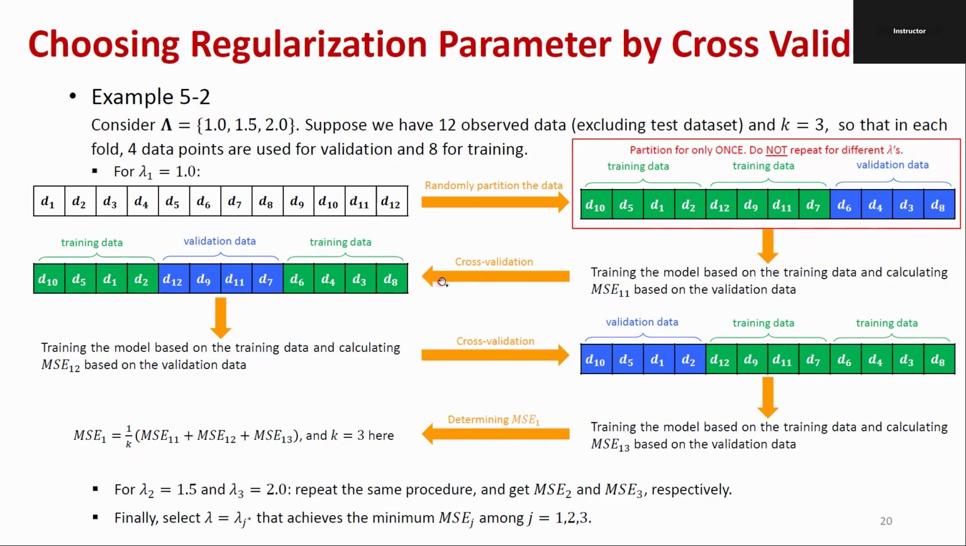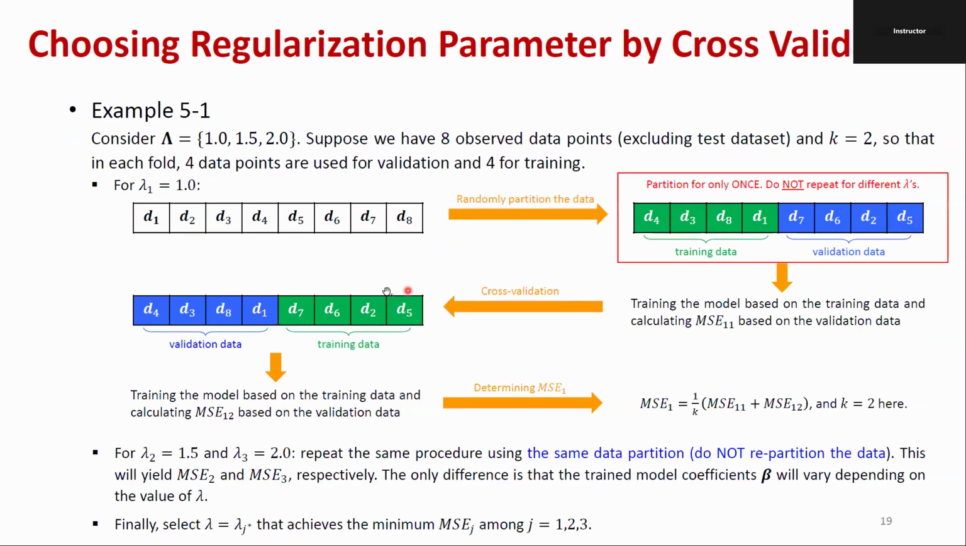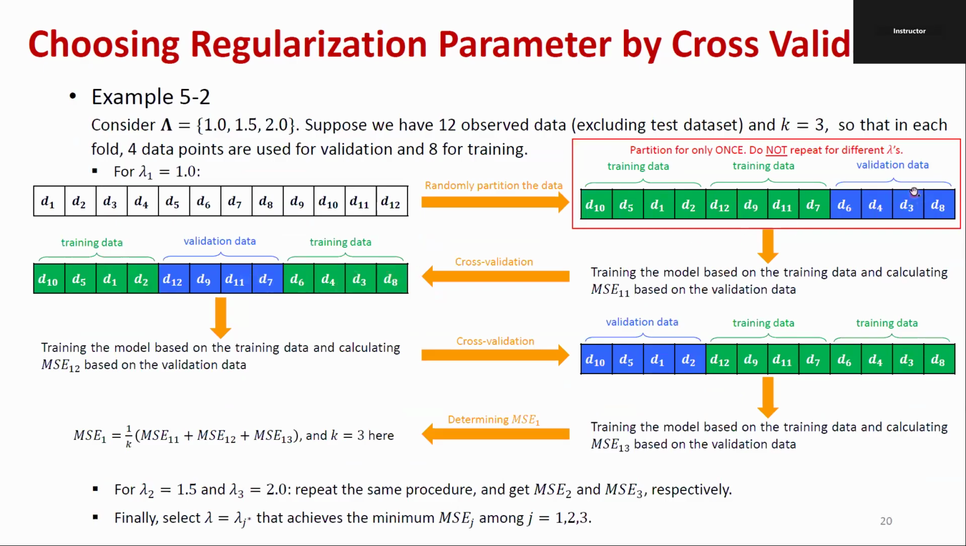Then in the second iteration of cross validation, remember, i equals i minus 1. Currently i equals 3, so 3 minus 1 is 2. So I will choose the second subgroup to be the validation data, and these other 8 data to be the training data. Again, I can get the corresponding betas, and then I will use these to calculate the MSE12 based on my validation data. So I will get MSE12.